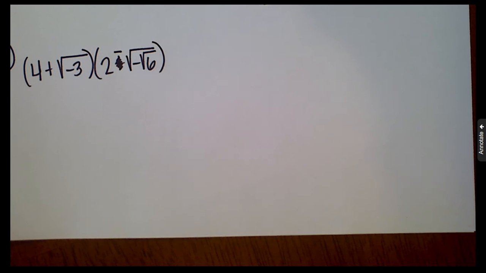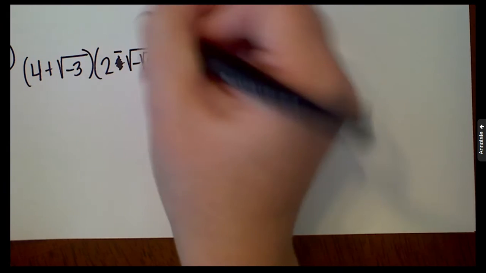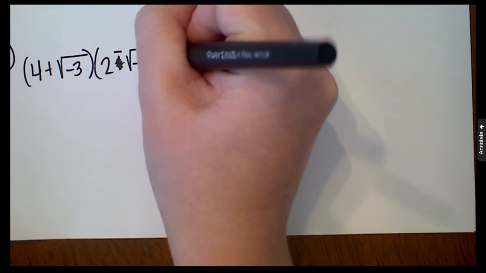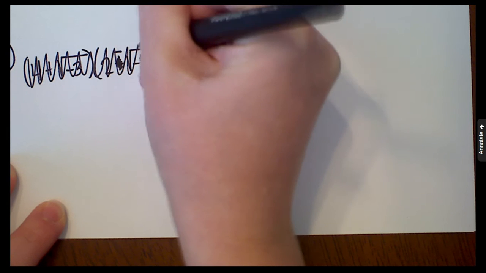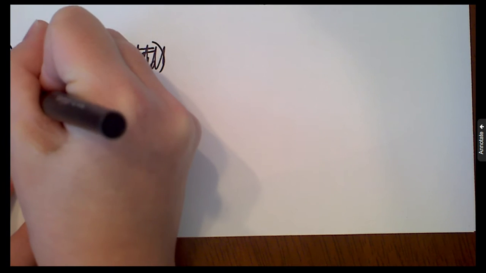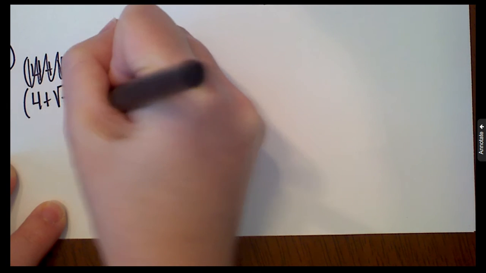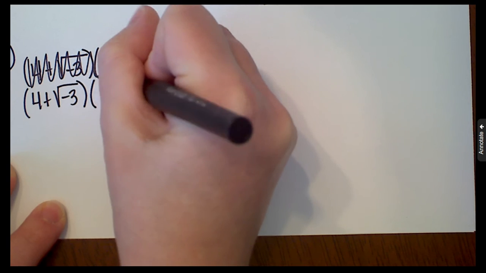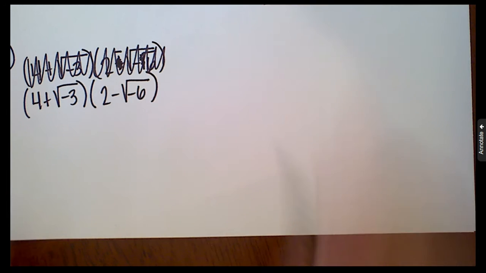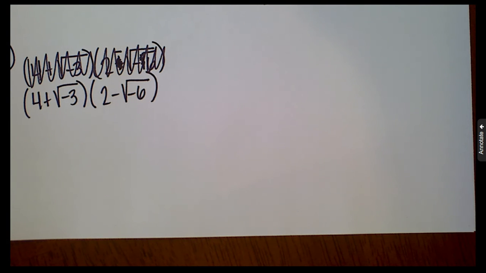But before you distribute, I'm sorry, why did I awkwardly put two square root symbols? Oh my gosh. Okay, I'm just going to rewrite this because I'm a struggle bus this morning. So 4 plus the square root of negative 3 times 2 minus the square root of negative 6. Okay, that's looking better. I don't know what I was doing there.